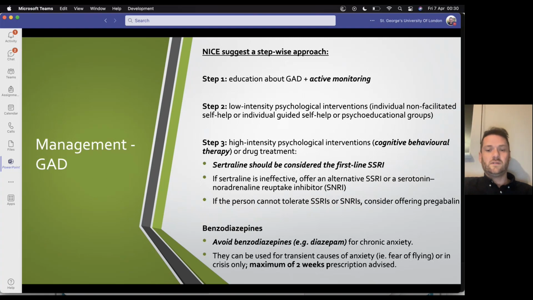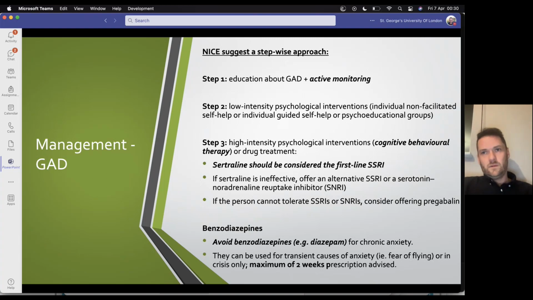With depression, I know CBT comes up a lot as well, but there are other forms of therapy that are really valued when it comes to depression, whereas with generalized anxiety disorder, we really are looking at CBT. The other thing you're mainly getting asked about is pharmacological treatment.